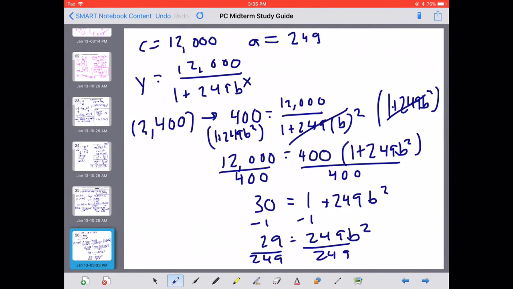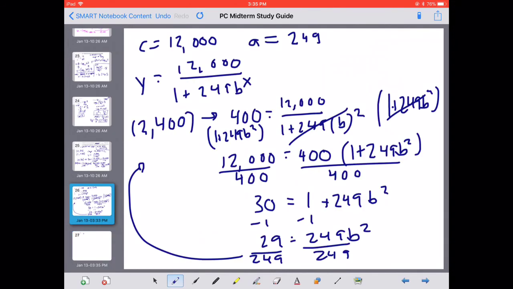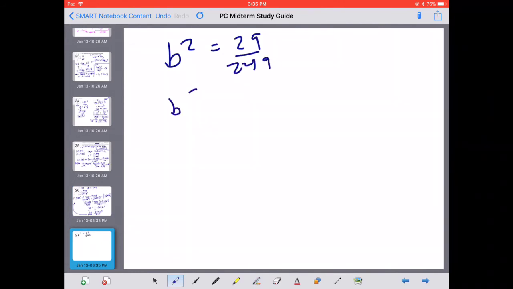I'm going to jump all the way back up here. Nah, I'll be clean and move on to the next one. So we get b squared equals, alright, whatever 29 divided by 249 is. So b squared is equal to, and for these problems, we can always round to 3 decimal places unless I tell you otherwise. It should be 0.116, and then we have to find the square root of that, right, to get rid of that power.